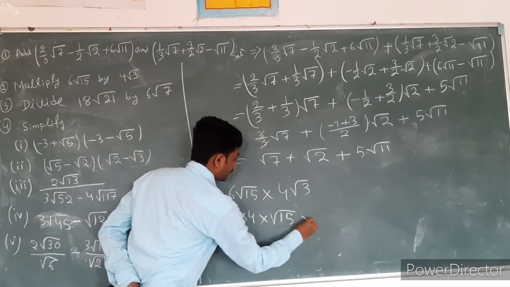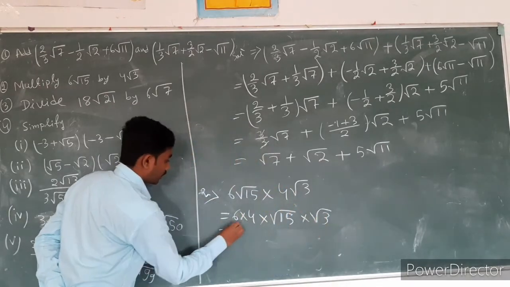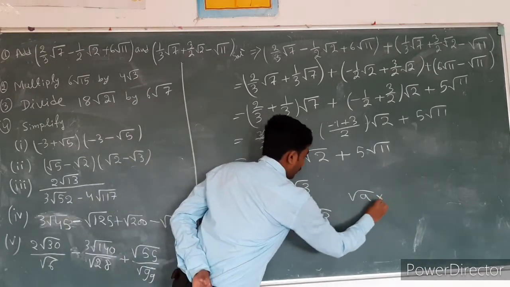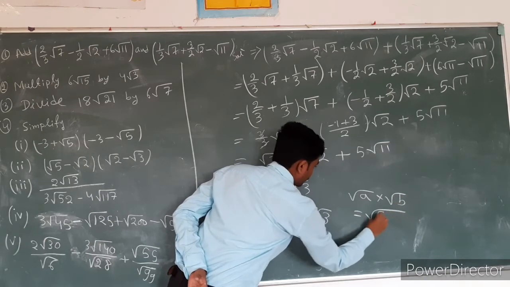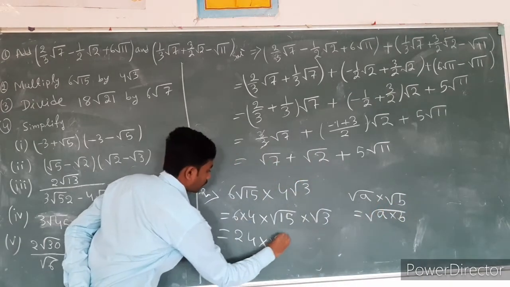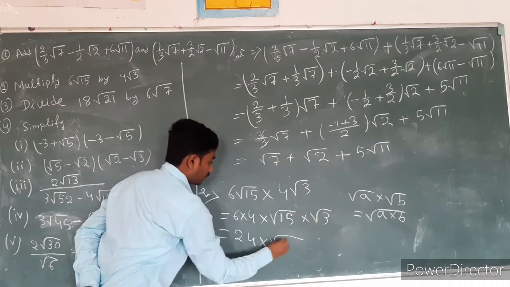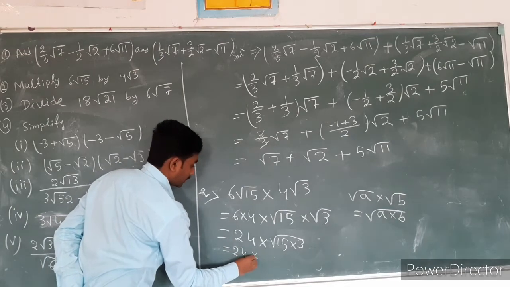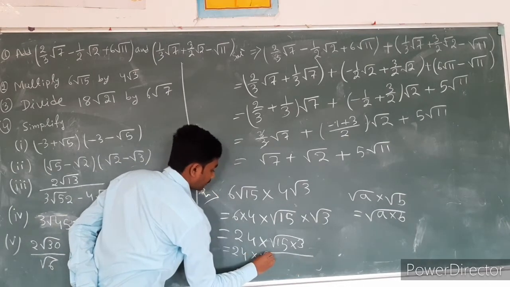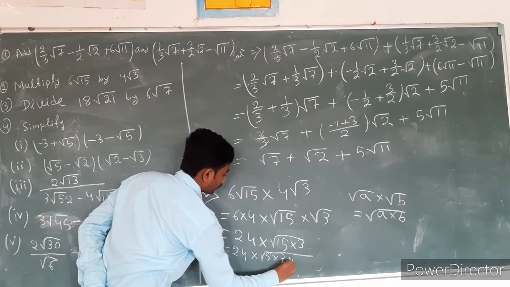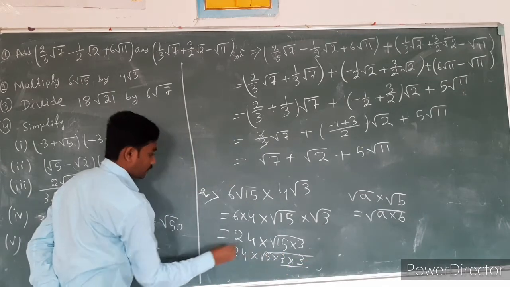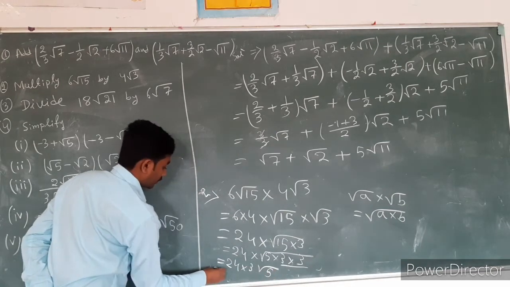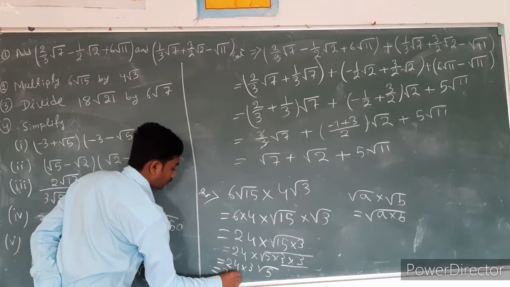That is under root 15 into under root 3 is equal to 24 into under root 15 into 3. Root a into root b is equal to root a into b. So under root 15 into 3 is equal to 24 into under root 5 into 3 into 3, which is 24 into 3 root 5 is equal to 72 root 5.